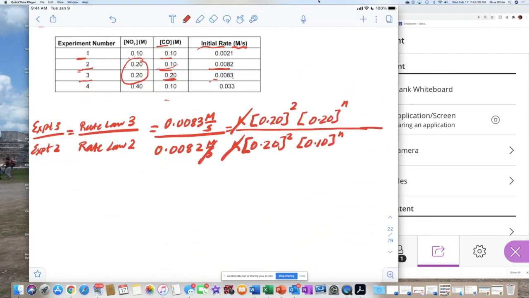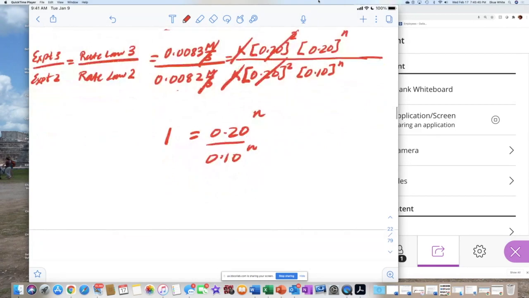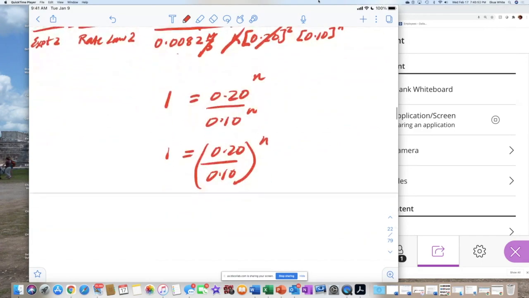The K's cancel out, and the NO2 terms cancel out. Now I'm going to divide the two rates. It comes up to 1, it's so close to 1, right? So now I'm left with 0.20 raised to the power n over 0.10 raised to the power n. I consolidate this to 0.20 divided by 0.10 raised to the power n. This is 2, so 2 raised to the power n equals 1.